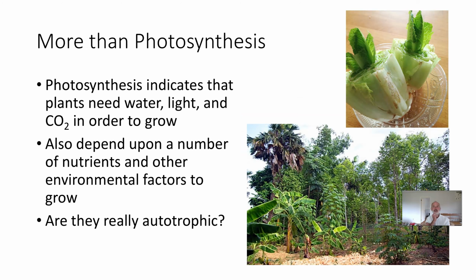Okay, let's start by thinking, building on what we talked about in the last lecture, which was photosynthesis. We talked about photosynthesis as being this process by which plants use water, light, and carbon dioxide in order to grow. And that's true. Those are essential parts of photosynthesis. But plant growth is more than just those aspects of photosynthesis. Plants need other nutrients and environmental factors in order to be able to grow.